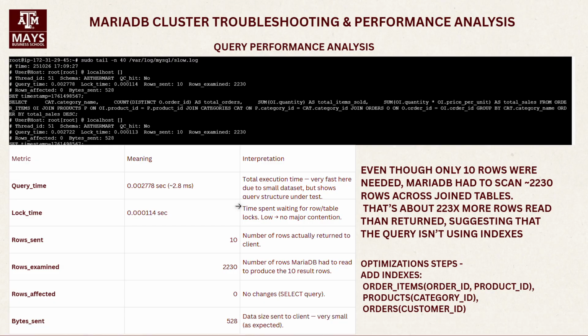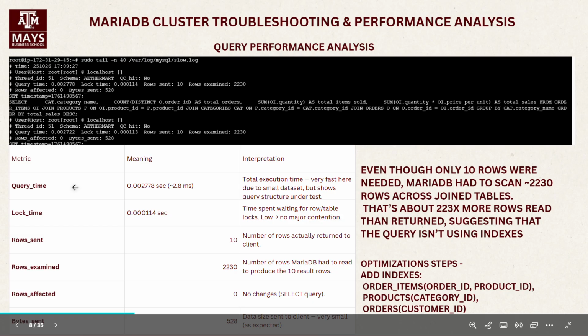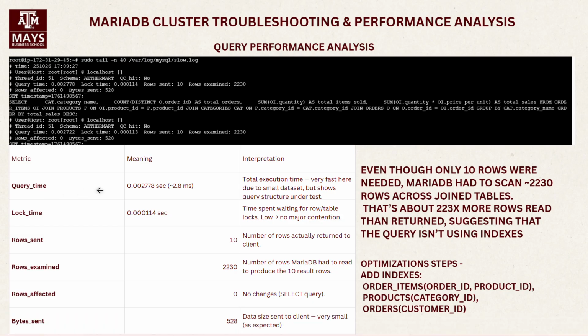Now coming back to the slides, here I've pasted a small snippet of what I just showed you. To break down these logs, these are the values that we should see. So basically, this is the query time. Query time was 0.002778 for this particular query, which is the total execution time. This is fast because the dataset was small. Then we have lock time, which is also low. That means that there is no major issue. This is basically time spent waiting for row or table locks.